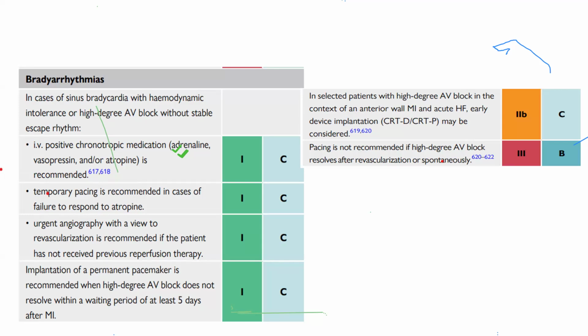In selected patients with high degree AV block in the context of anterior wall MI and acute heart failure, early device implantation, CRT-D or CRT-P may be considered. It's a 2B. Pacing is not recommended if high degree AV block resolves after revascularization or spontaneously.